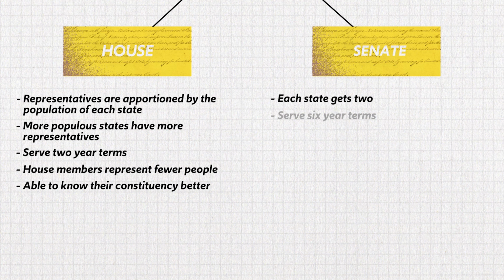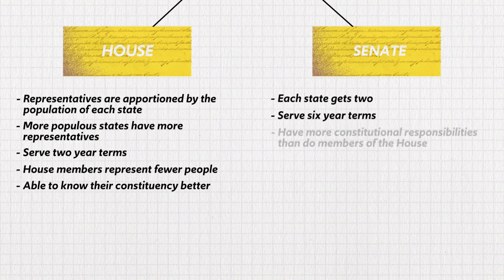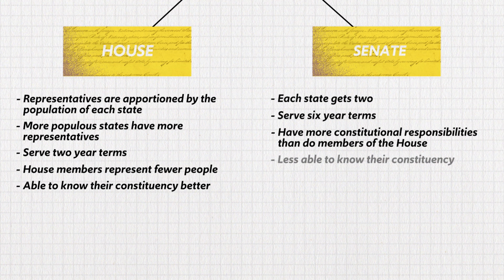Now, senators serve for 6 years and have a few more constitutional responsibilities than do members of the House, and I'll talk more about those in a minute. But because those senators represent an entire state, they are, all things being equal, going to be less connected to the intimate details of their constituency than House members. And taken together, both houses of Congress are required to pass legislation. They must agree on identical versions of the bills and then pass them on to the president for signing.